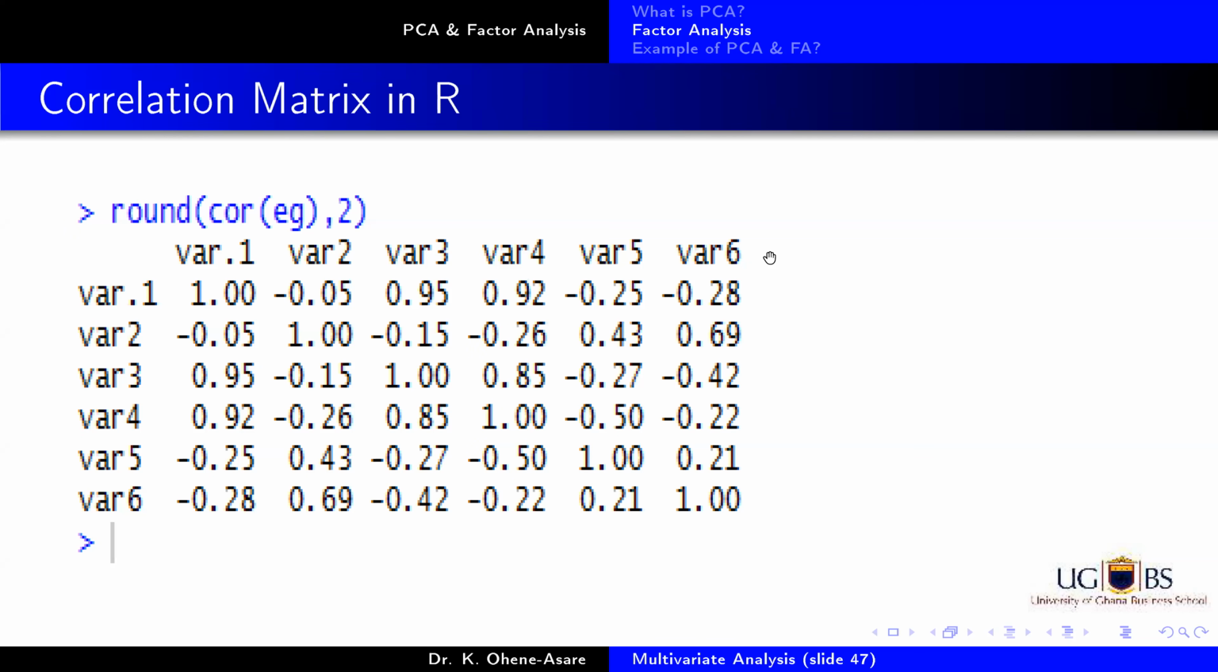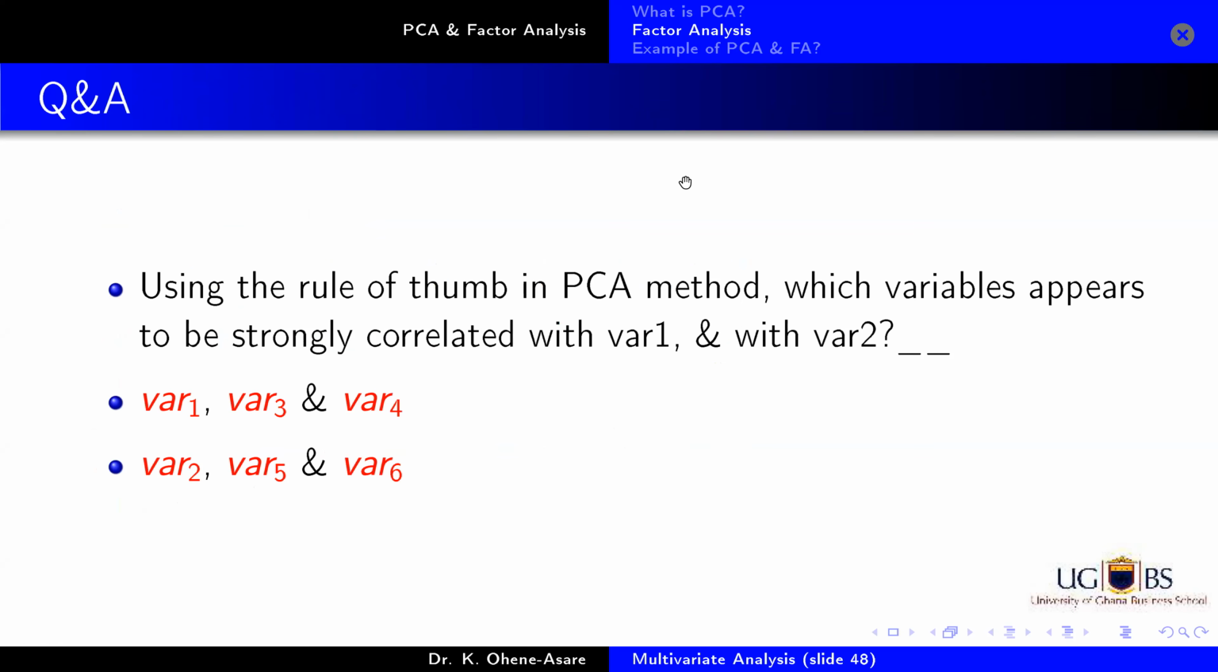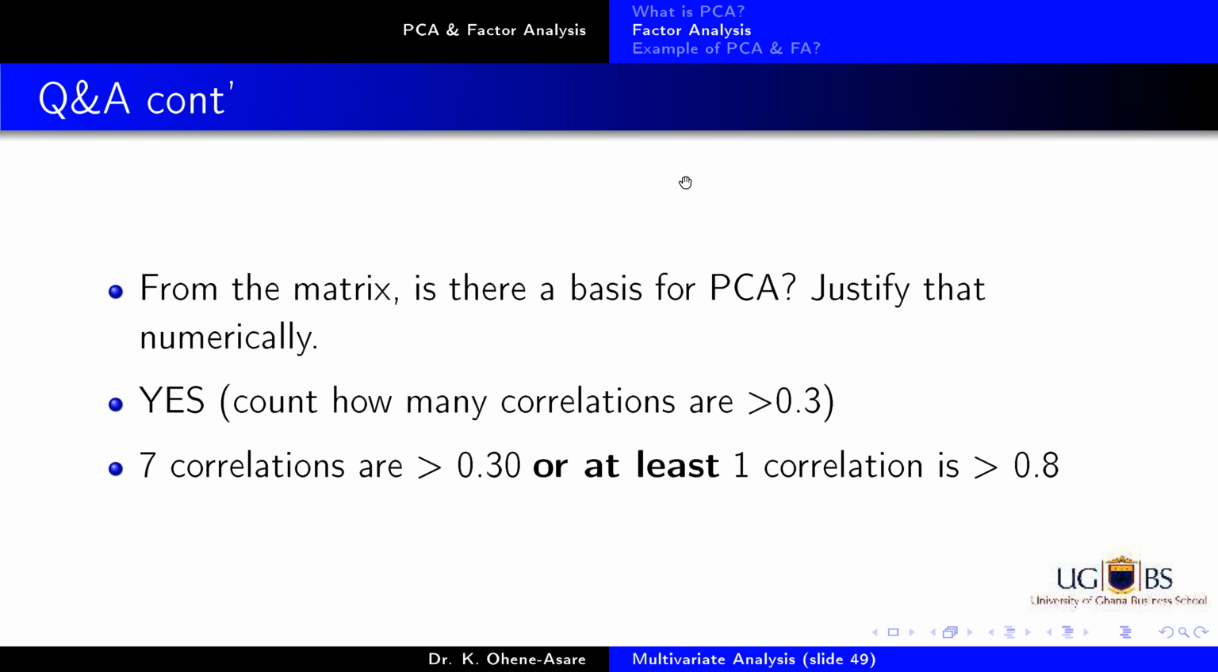Yes, please. I counted about 14 coefficients with 0.3 or more. Perfect, that's the answer. So there are 14 coefficients that are 0.3 or more, which is more than the standard of 7, and so there's a basis for that. At least 7 are having a coefficient, and of course one of them has a correlation coefficient bigger than 0.8.